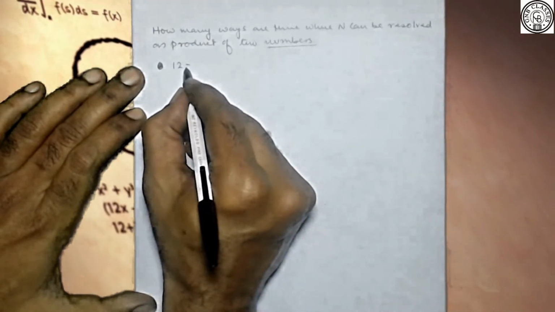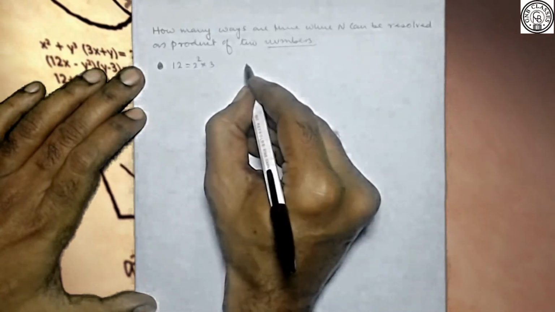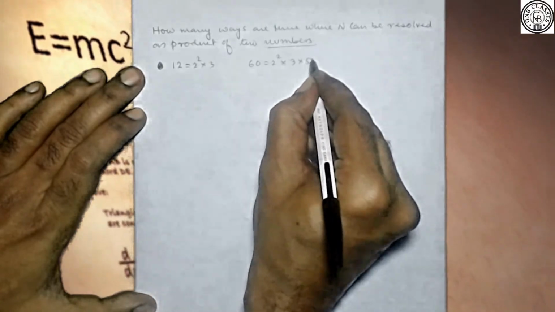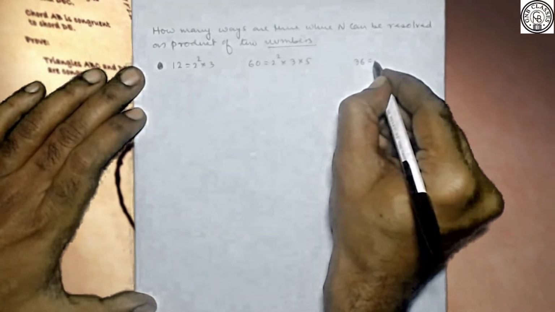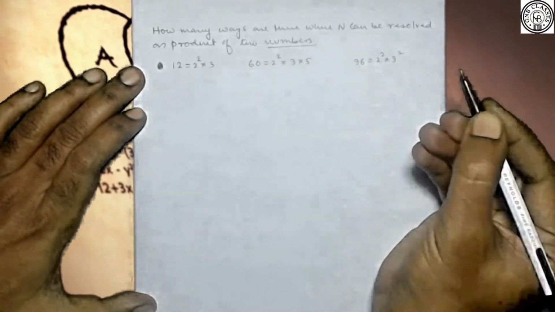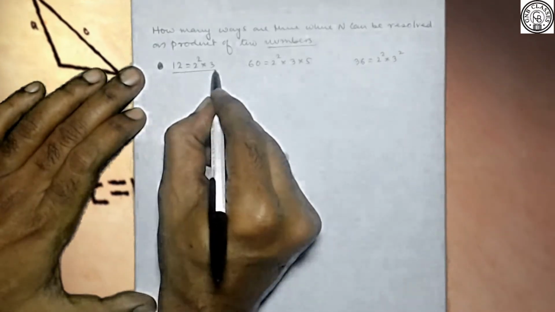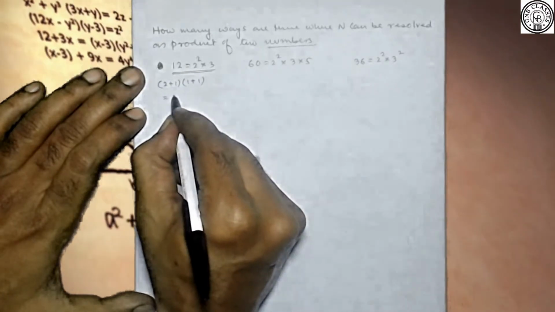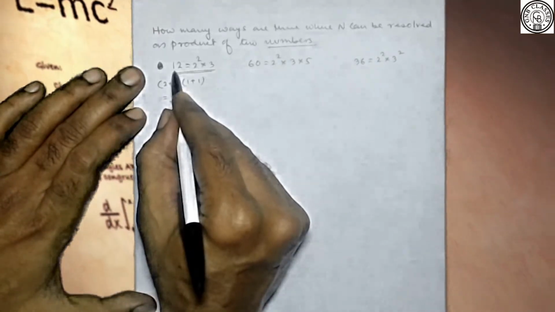3 numbers, that is 12, which is 2 square into 3, 60, which is 2 square into 3 into 5, and 36, which is 2 square into 3 square. Now the total number of divisors of 12 is nothing but (2 plus 1) into (1 plus 1), that gives us 6. 6 is the total number of divisors of 12.